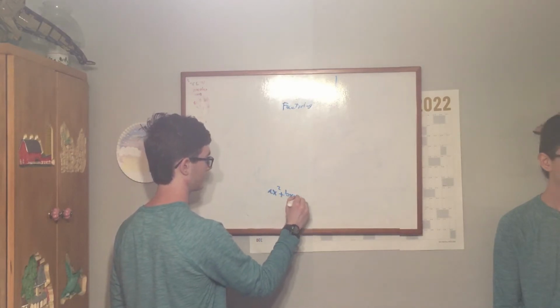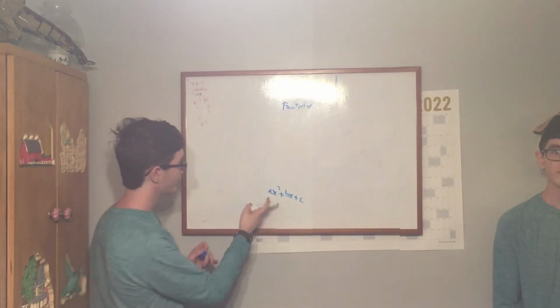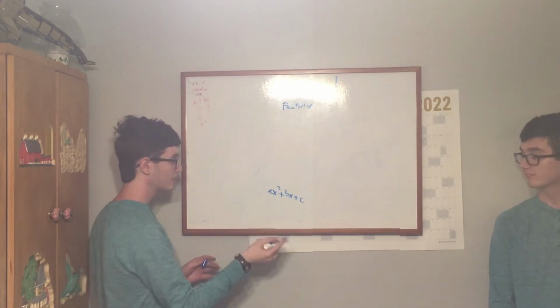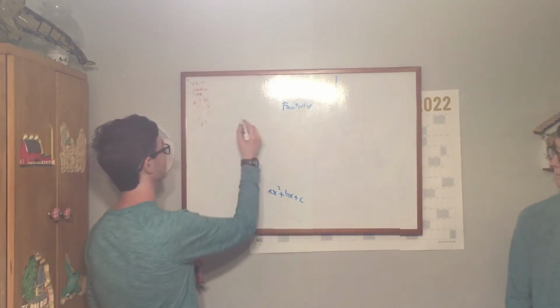ax squared plus bx plus c. Now I'm going to point out that it's all going to look like that, but sometimes values are going to be 0. And I'll point out when that is. Like for this first one.